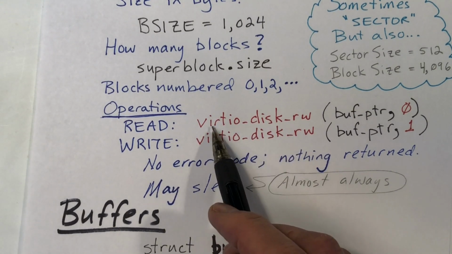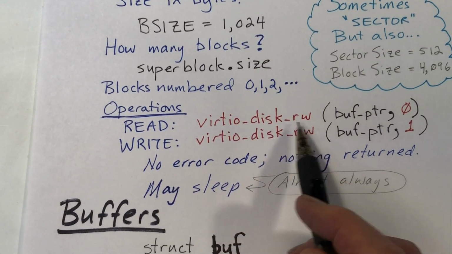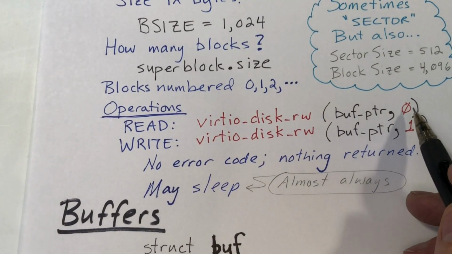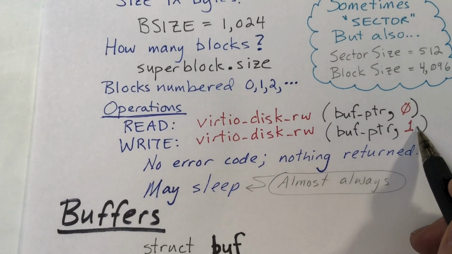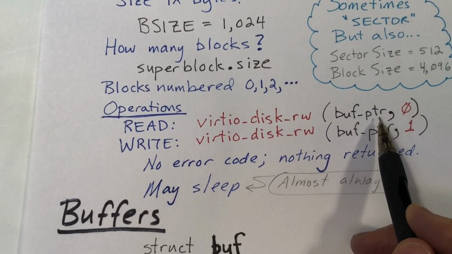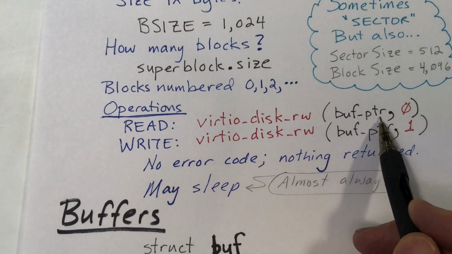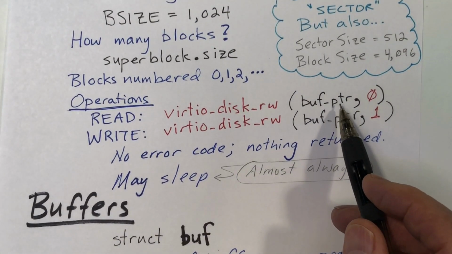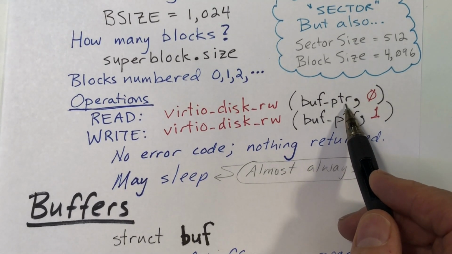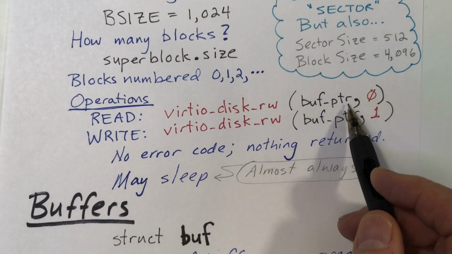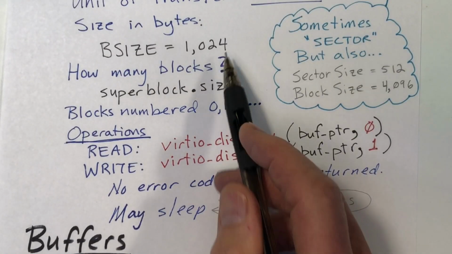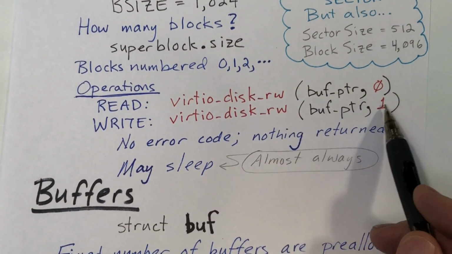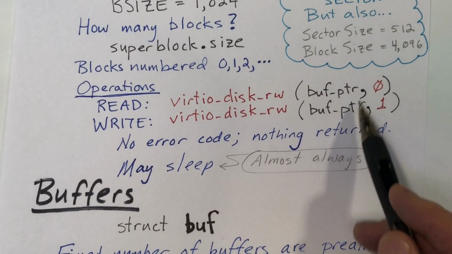So this function, which is called virtio_disk_rw, can either perform a read or a write, and which of those it does is determined by the second argument. And the first argument is a pointer to a buffer. The buffer is an example or an instance of a buf structure, and one of these buffers will contain enough space for the block, in our case 1024 bytes, as well as the particular number of the block that we want to read or write. It contains some other stuff as well.